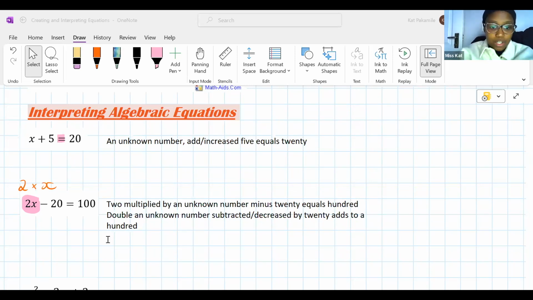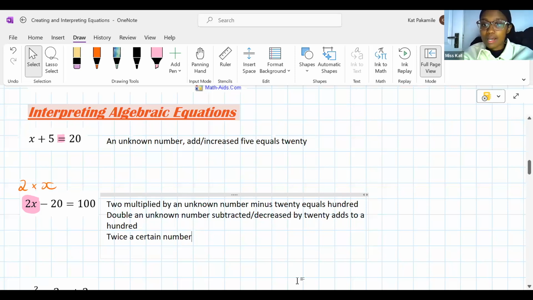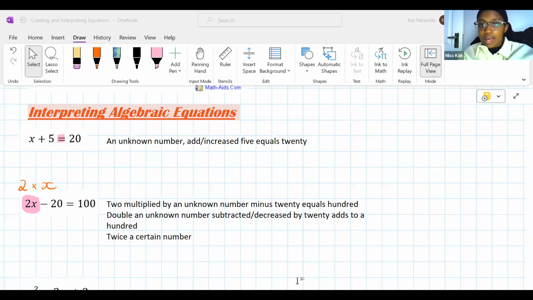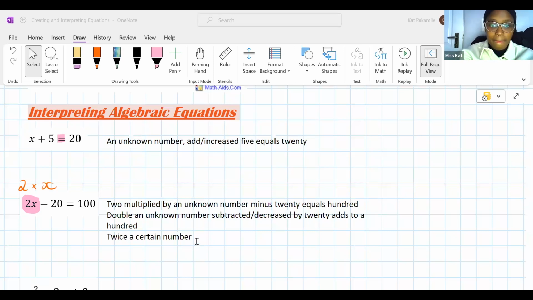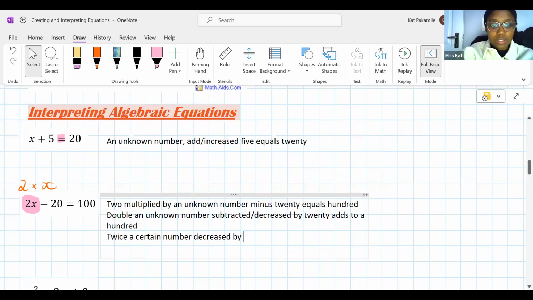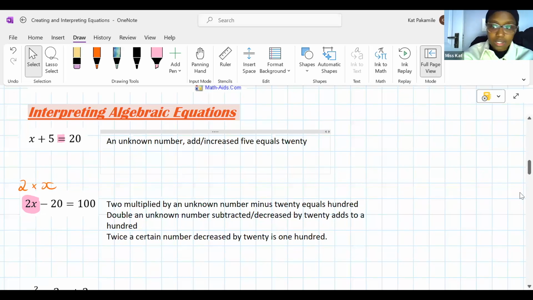Jaden, twice a certain number. Twice a certain number. We can use that. Okay, we can't use shared. Yes. Okay, guys, we're getting somewhere. So we can also say twice a certain number decreased or subtracted 30, okay, decreased by 20 is 100. Okay, guys, this is what I'm looking for.